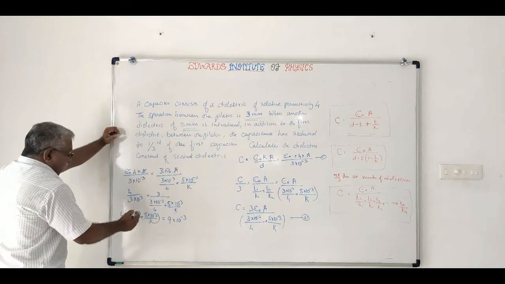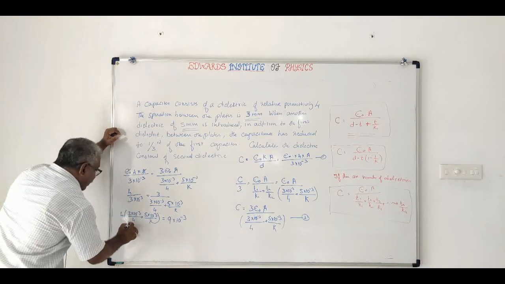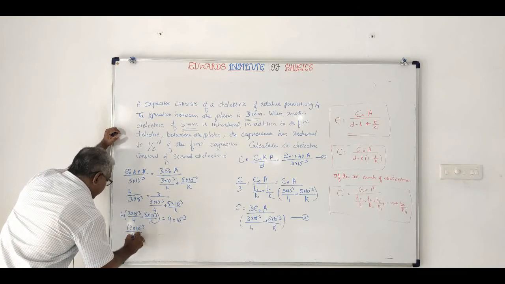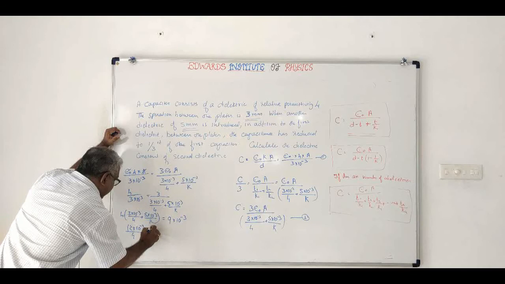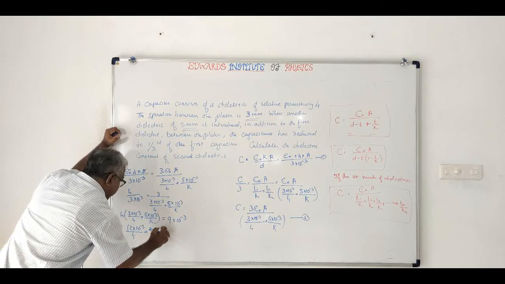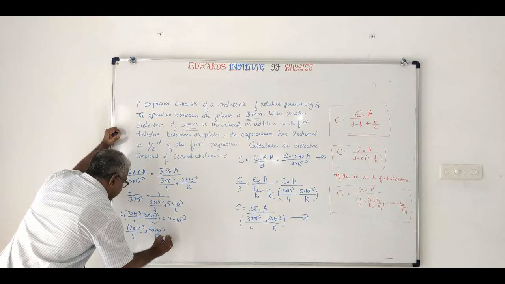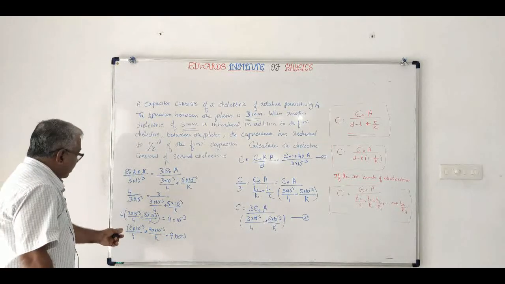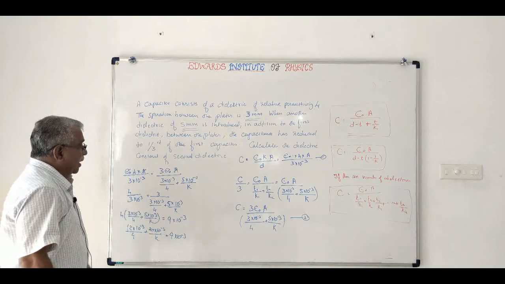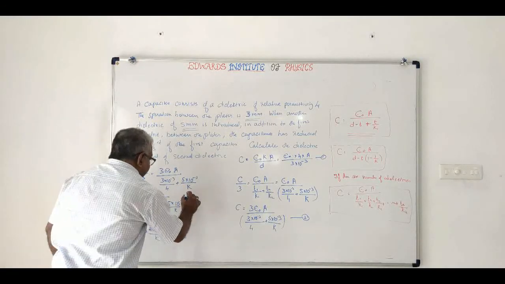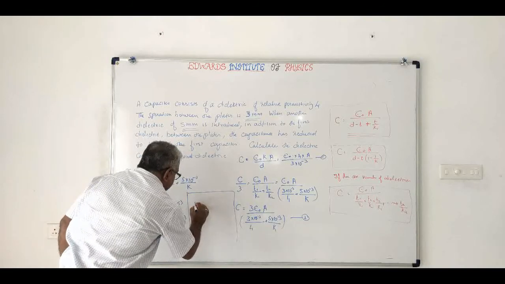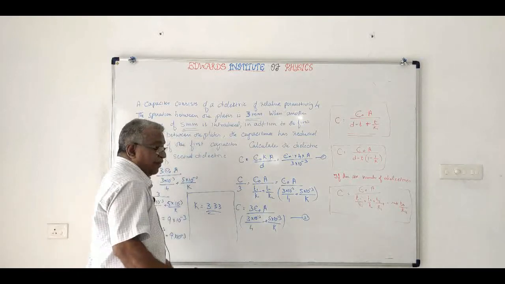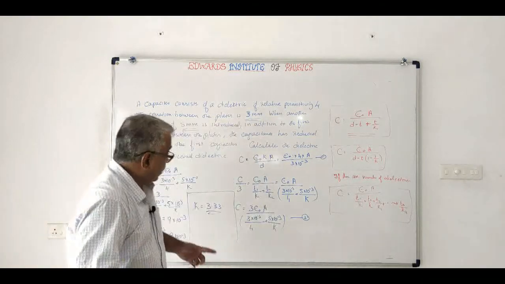From this you can equate, that is 12 into 10 raised to minus 3 by 4 plus 20 into 10 raised to minus 3 by K is equal to 9 into 10 raised to minus 3. From that you can take this to the other side, then you can calculate the value of K, and you will get the value of K as 0.33. This will be the value of K. Okay, please note down.